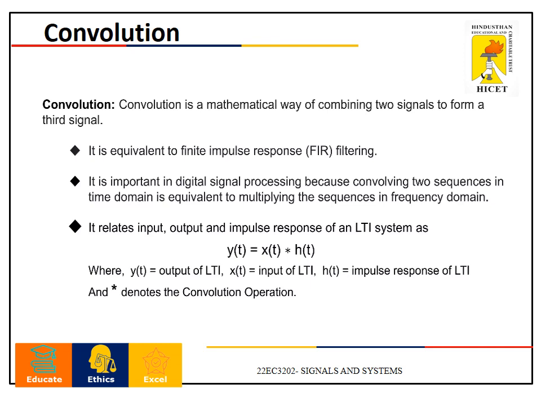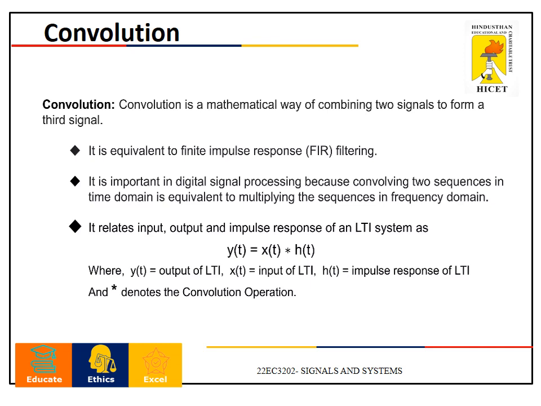The first is convolution. Convolution is a mathematical way of combining two signals to form a third signal. Here, the two signals are convoluted in time domain, which is equivalent to multiplying the sequences in frequency domain.